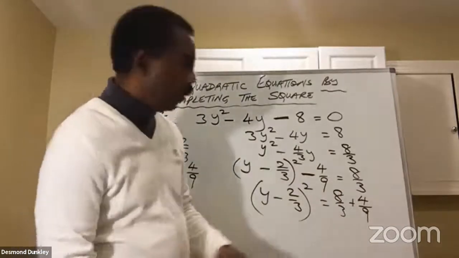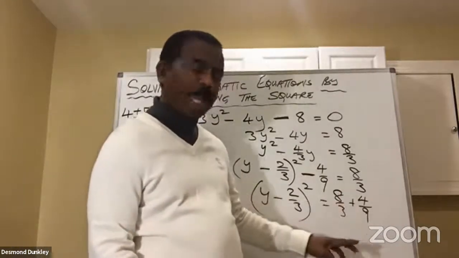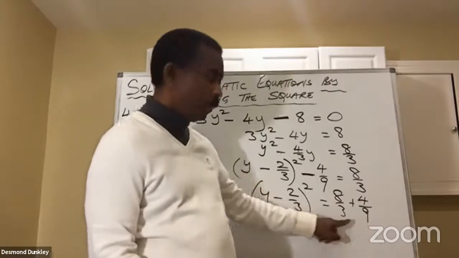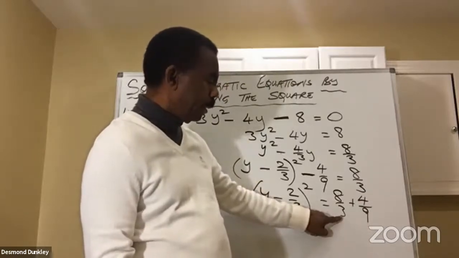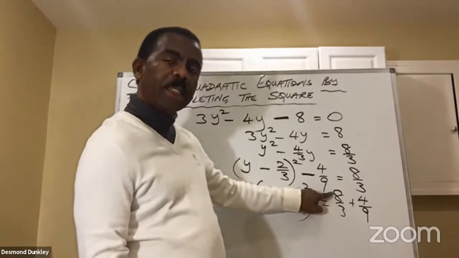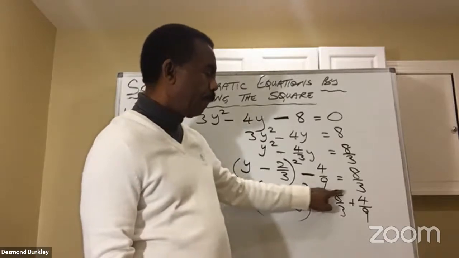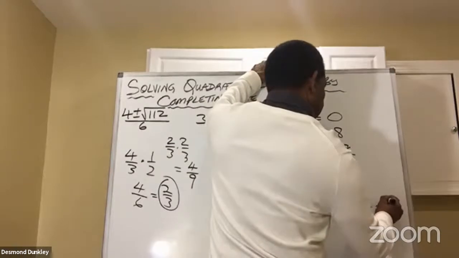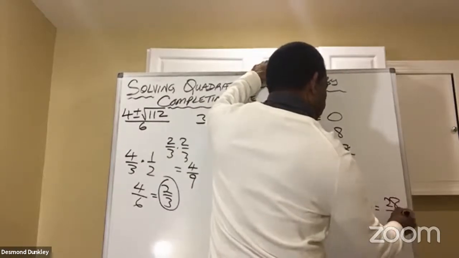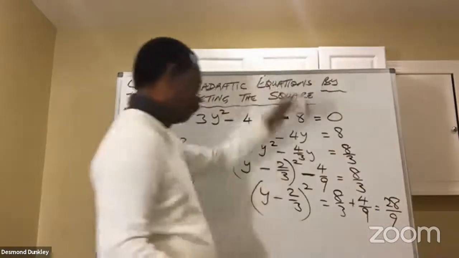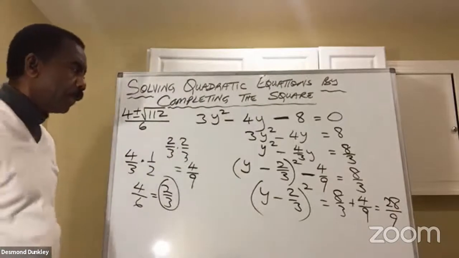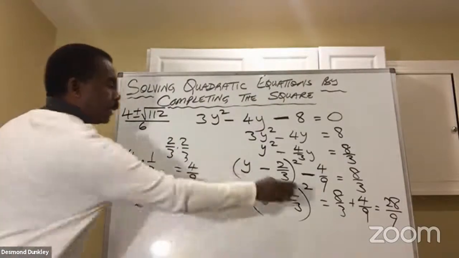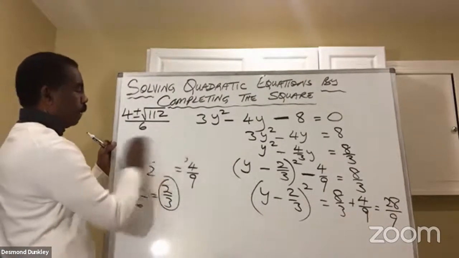Now, we know that to add these two fractions, we have to get the same denominator, which of course is 9. So 3 times 8 is 24. 24 plus 4 is 28 over 9. So now I'm going to take this over here to finish the job.